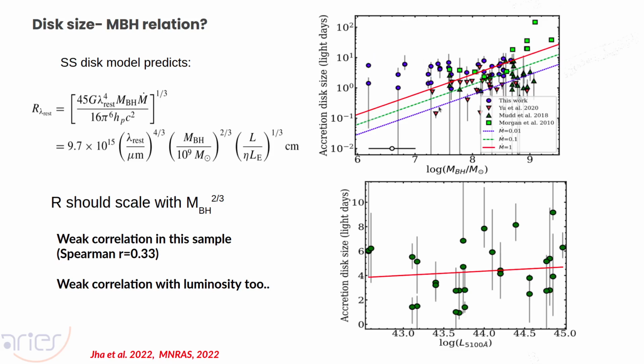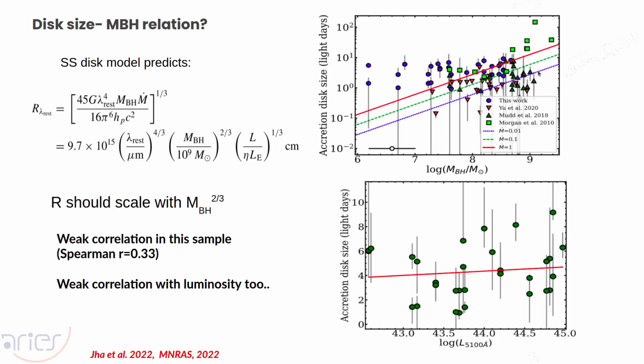This is also a result which we did not expect. We were expecting that the disk size would be a bit smaller here, but then what can we do. So the prediction from the Shakura-Sunyaev disk is like that: R should be proportional to M_BH^(2/3). This is a relation that is plotted here based on the SS disk.